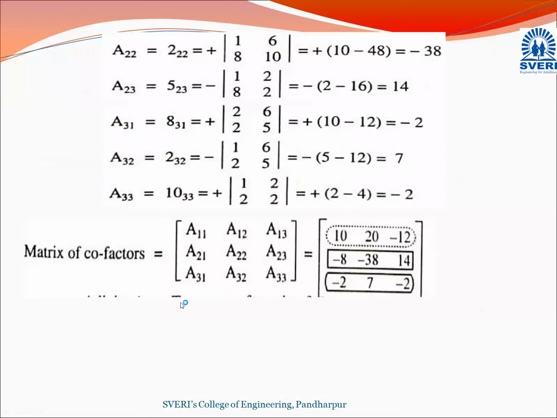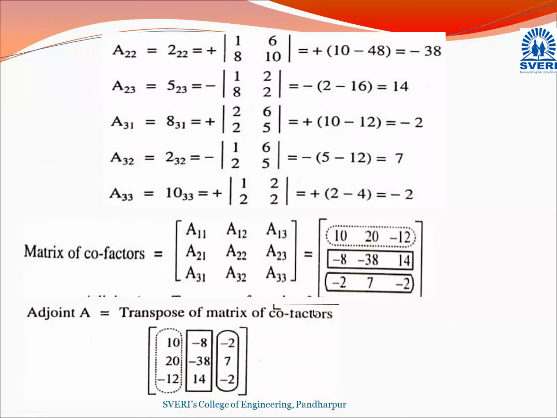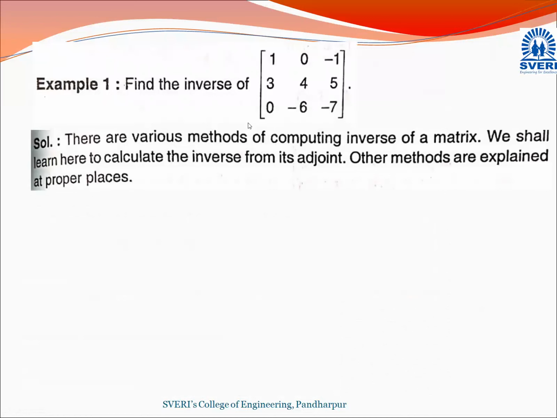And finally, we are getting that matrix of cofactors, and that is 10, 20, minus 12, minus 8, 20, minus 38, 14, minus 2, 7, minus 2. And its transpose, that will be the adjoint of A. So 10, minus 8, minus 2, 20, minus 38, 7, minus 12, 14, minus 2. Now finding out the inverse of 1, 0, minus 1, 3, 4, 5, 0, minus 6, minus 7.